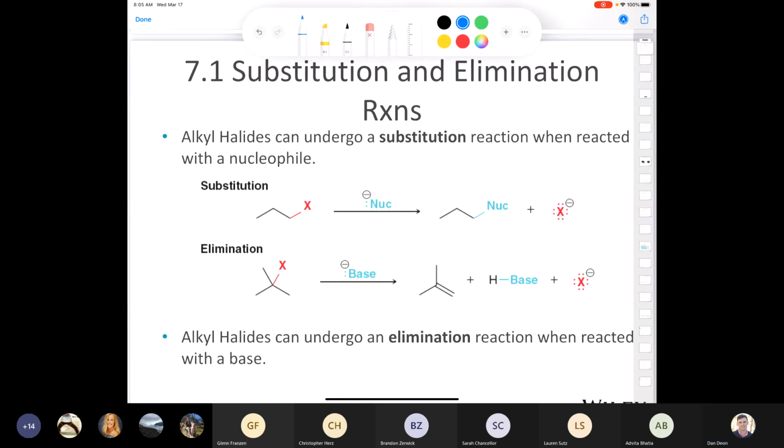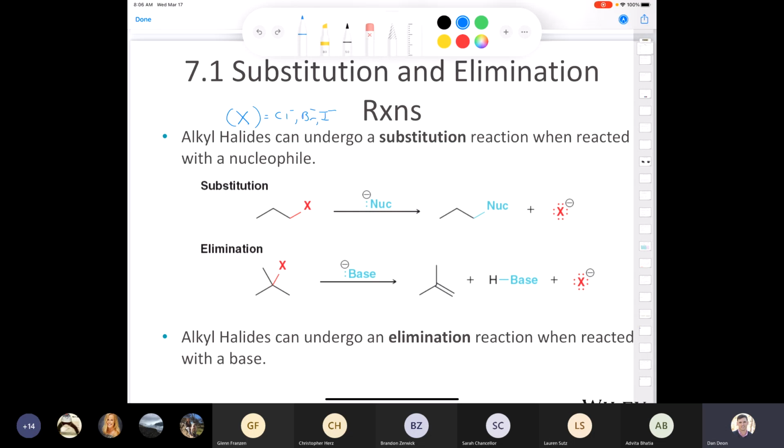Well, here is a quick representation of an alkyl halide. In organic chemistry, oftentimes for a halogen, we just use X, and X will equal chloride, bromide, or iodide. So if we have an alkyl halide, just like we do here, and we have a nucleophile, and we discussed nucleophiles in chapter 6, if we substitute the halogen for a nucleophile, we call that a substitution reaction. So substitution. And alkyl halides can also undergo reactions that are called elimination reactions.